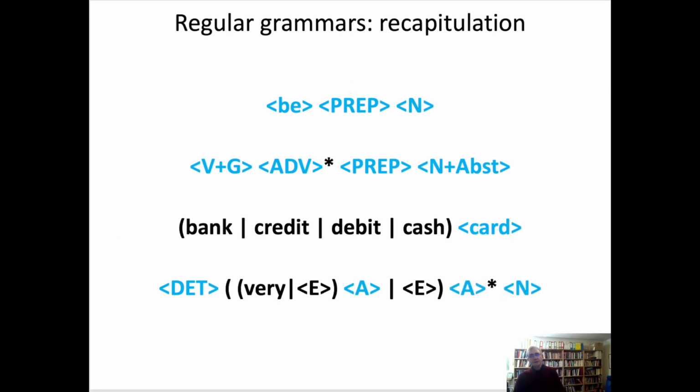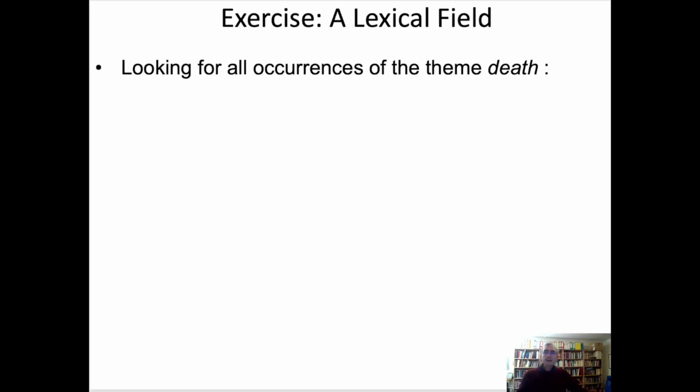So let's have a little exercise. Let's say I'm interested in literature and I want to find all the occurrences in my corpus that are a little morbid, that are related to death. So go ahead, just click pause and I will give you the answer. Okay.